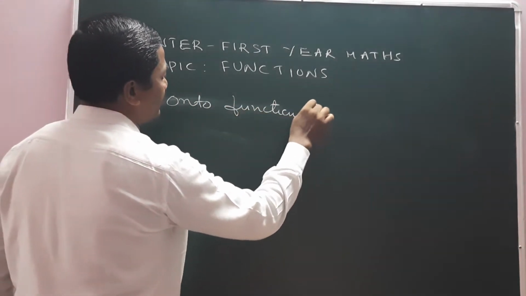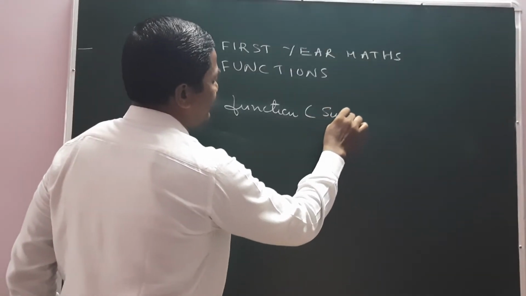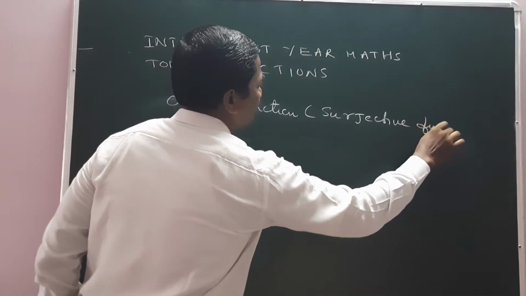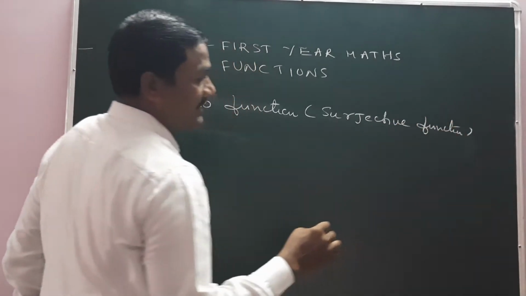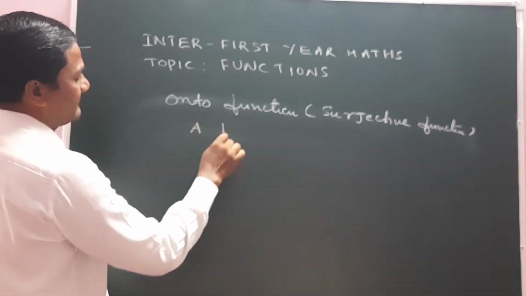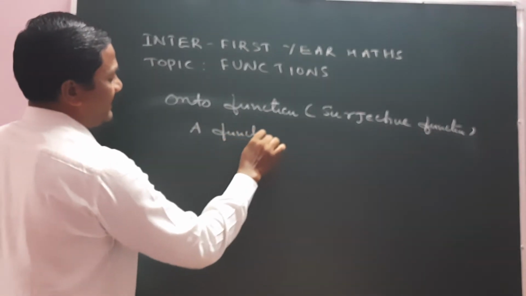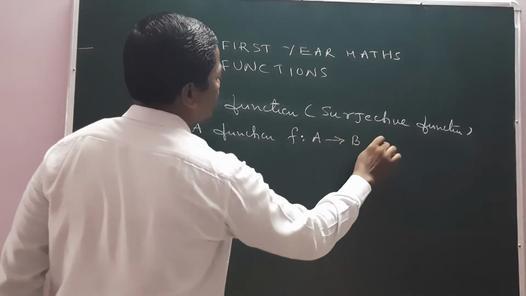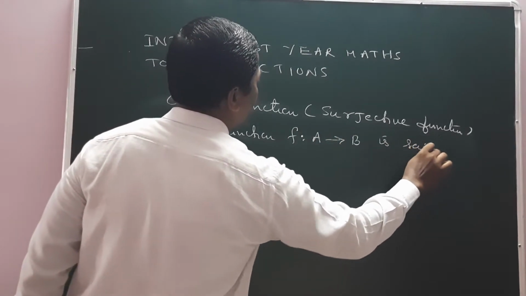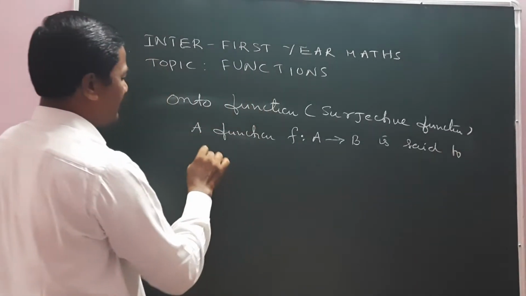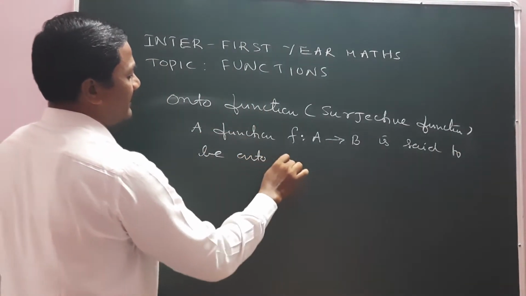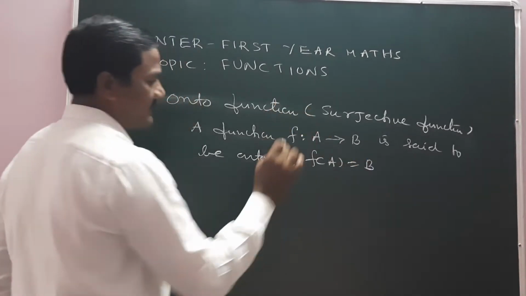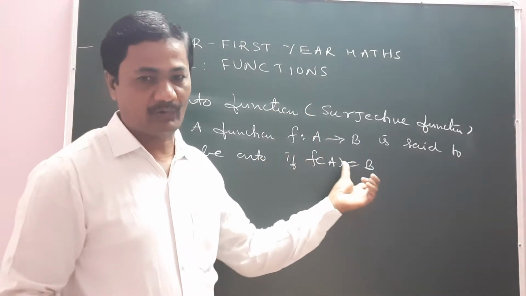Onto function, sometimes called surjective function. A function f from A to B is said to be onto if f of A is equal to B. That means the range set is equal to the codomain.